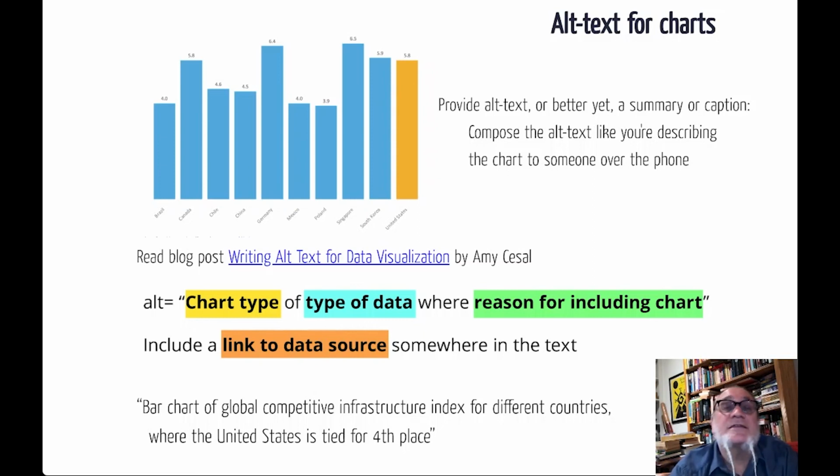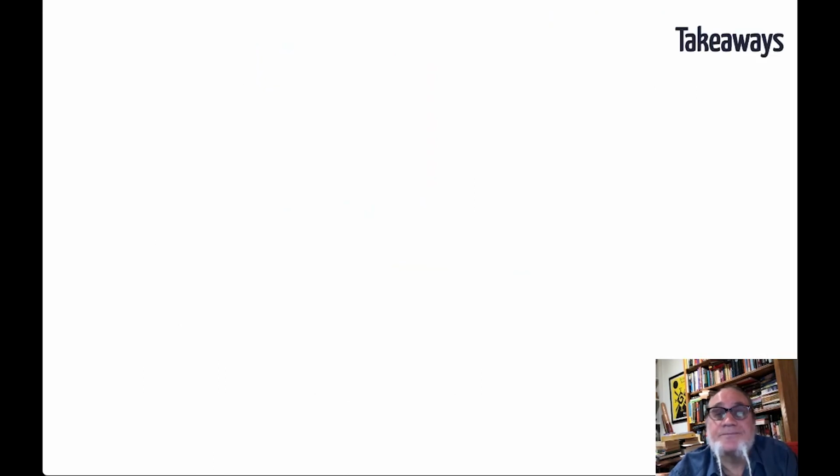Why do we say the United States? Because the United States is that yellow bar as opposed to the blue bar. So obviously we are saying the yellow bar is being conveyed as something special in this visualization. So we convey that in the alt text.